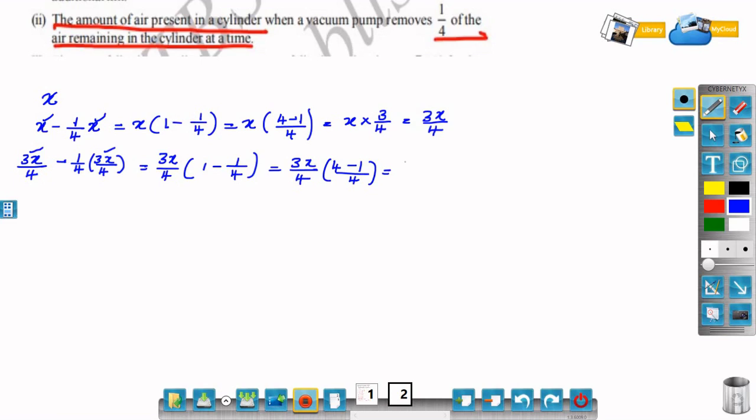So 3x by 4 into 3 by 4, that is 9x by 4. No, not 4. 9x by 16: 3 3s are 9, and 4 4s are 16. So 9x by 16.